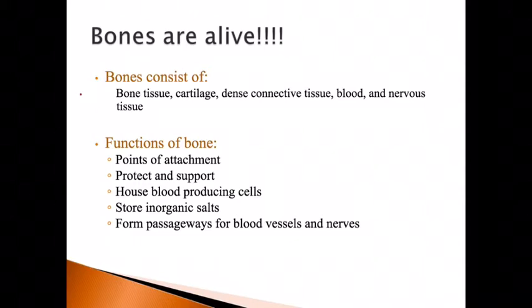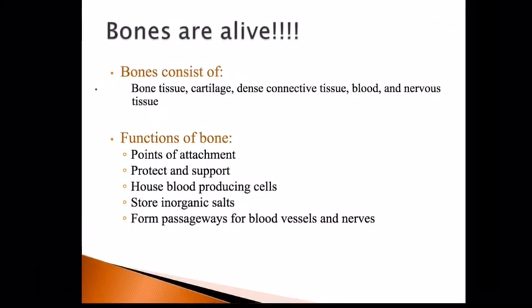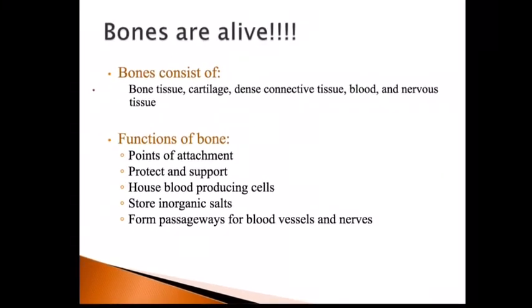Now, some functions of the bone. So, meaning, what does the bone do? One, it acts as points of attachment. For what? Muscles, right? Muscles attach to the bone, which allows us to move. It also helps support and protect. Think about the rib cage. If we think about the rib cage, we can think about the spinal canal.